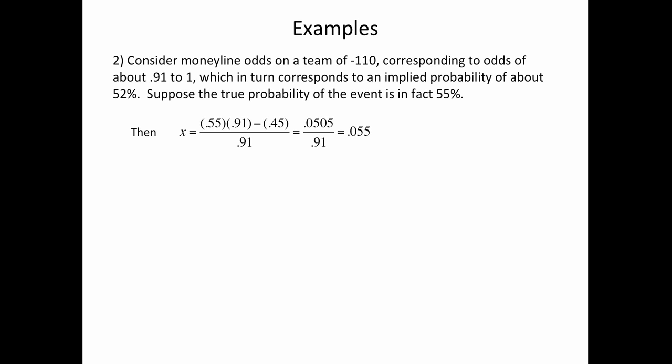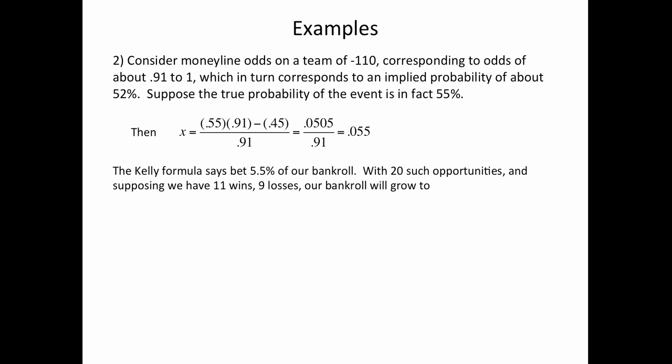So that means about 5.5% of whatever bankroll I have, I should bet on this particular event, 5.5% of my bankroll to achieve the maximum average rate of return. Now this is only for one particular event, but imagine I had many of these opportunities, then this is how much I would bet on each and every one of them. So the Kelly formula says bet 5.5% of the bankroll.